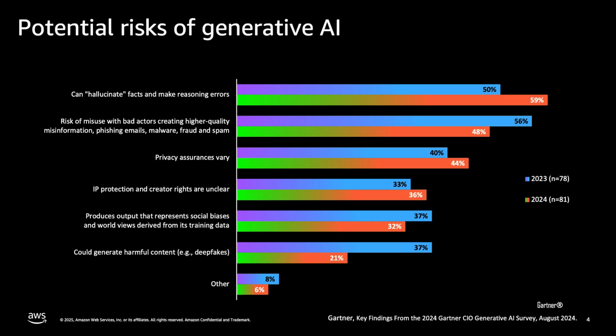The 2024 Gartner CIO Generative AI Survey highlights three major risks. The first one is the reasoning errors that you actually get from hallucination. 59% of respondents actually put that as the top major risk. And then the next is misinformation from bad actors, which is 48%. And then the last one is privacy concern. So we can see that hallucination is actually at the top of this list.